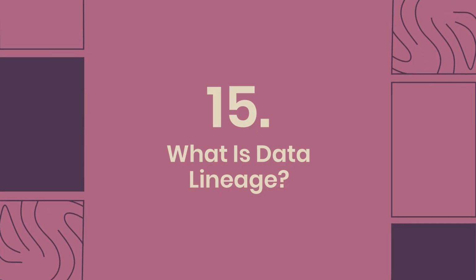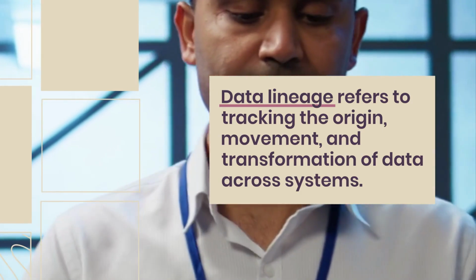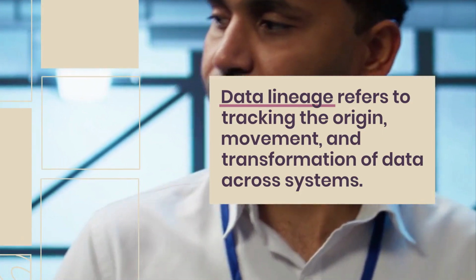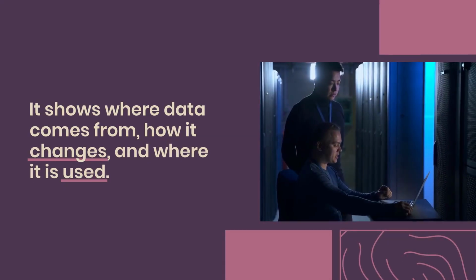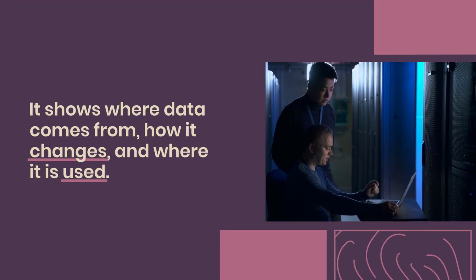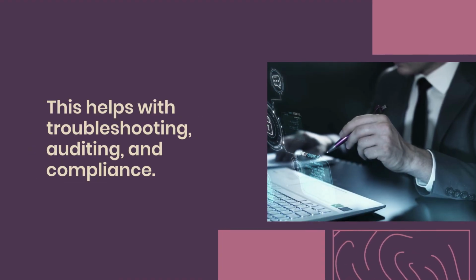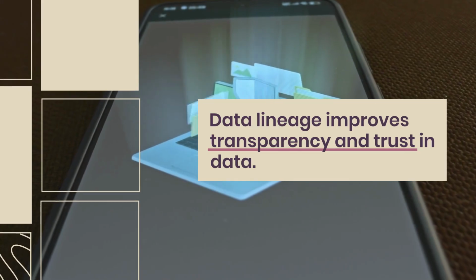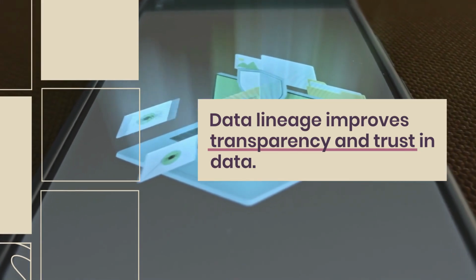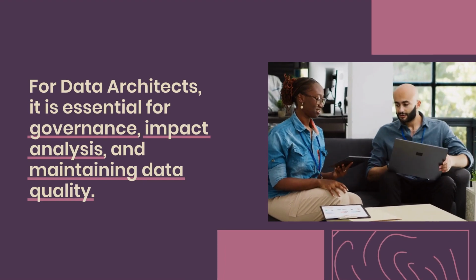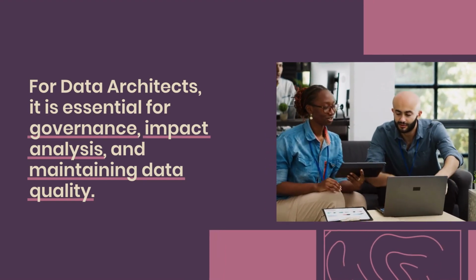15. What is data lineage? Data lineage refers to tracking the origin, movement, and transformation of data across systems. It shows where data comes from, how it changes, and where it is used. This helps with troubleshooting, auditing, and compliance. Data lineage improves transparency and trust in data. For data architects, it is essential for governance, impact analysis, and maintaining data quality.